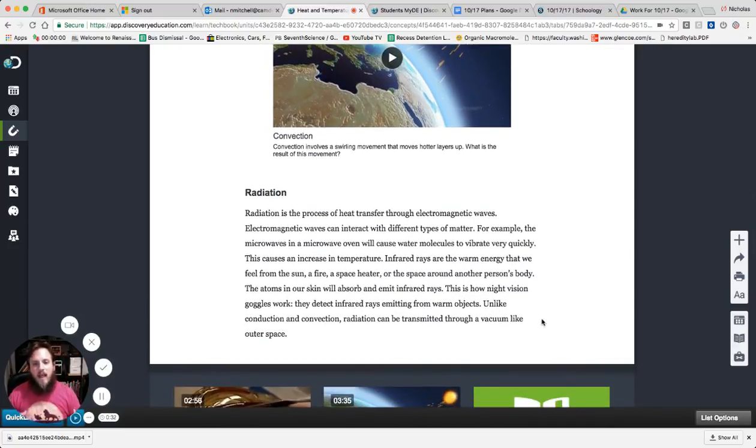Radiation is the last process, right? And this is the crazy way. You cook food with this, right? Radiation is how heat transfers through electromagnetic waves. We haven't talked about that yet. We will. I just want you to know this, right? Microwaves cook with this. The sun gets its heat to the earth with this, right? All of this is about energy traveling.